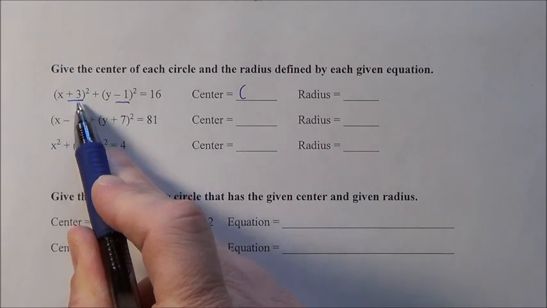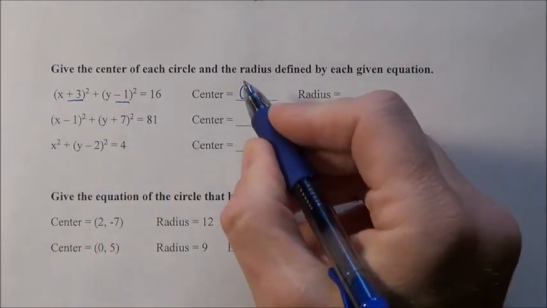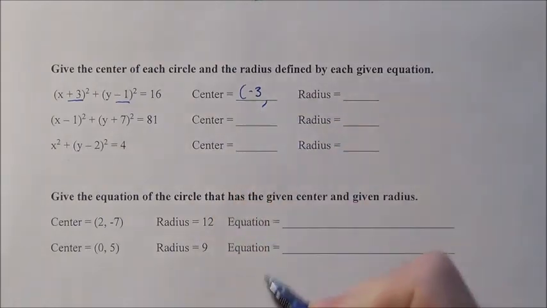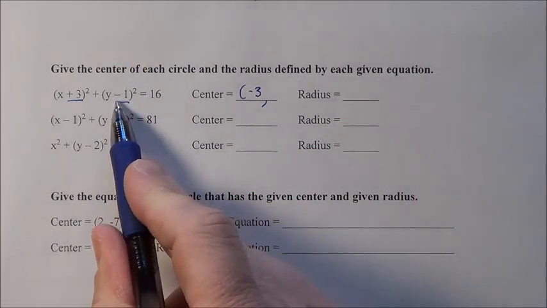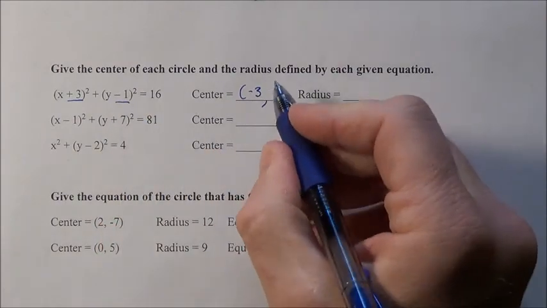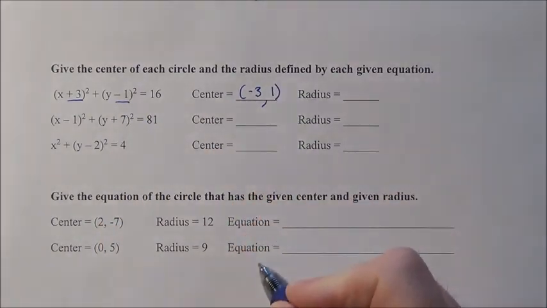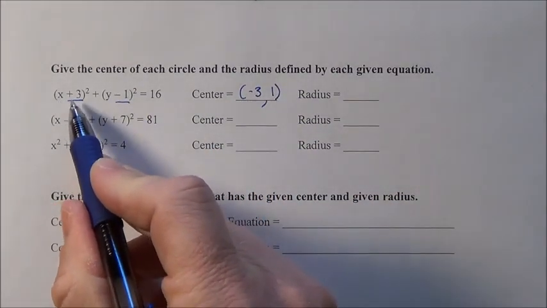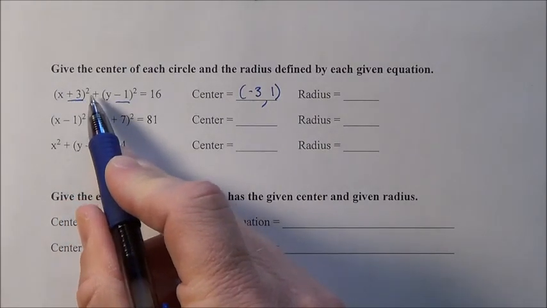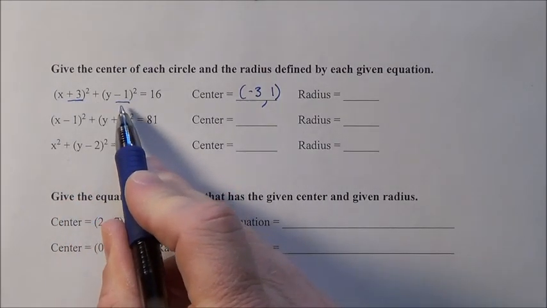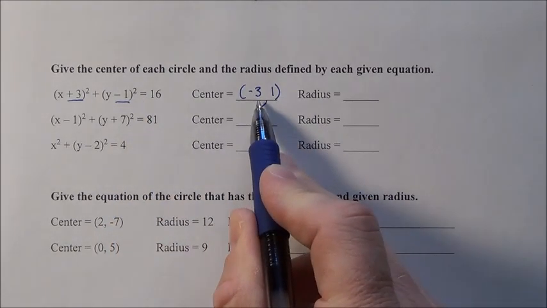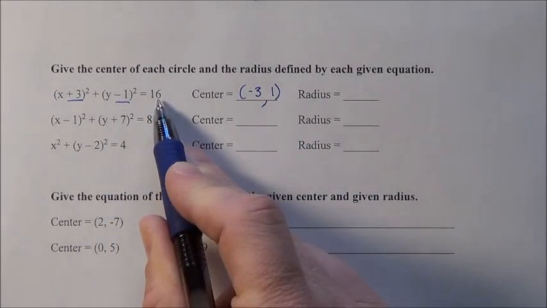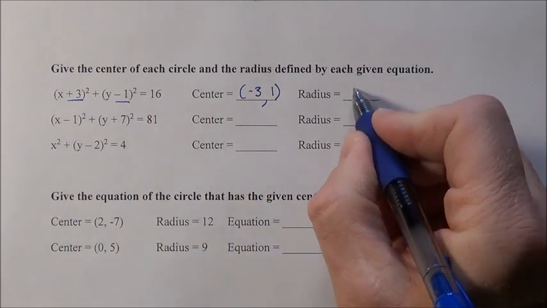Well, again, all I do is I just change it. It's a positive 3, so I know its value is negative 3. The x value is going to go over to negative 3. This says minus 1, so it's going to be a positive 1. Because really we have x minus a negative 3 quantity squared plus y minus a 1 quantity squared. And that's how you have your center. The radius, or what value squared, gave me 16.